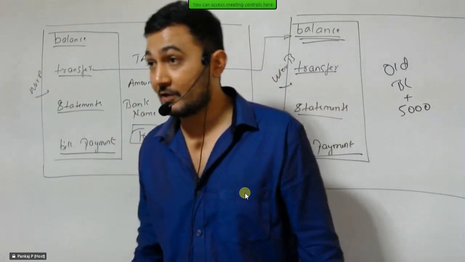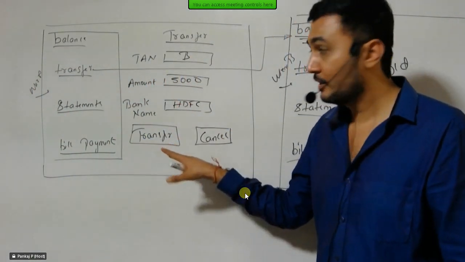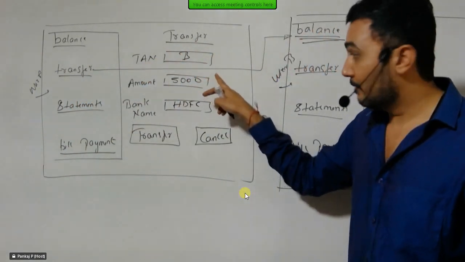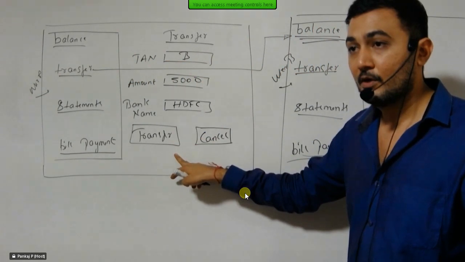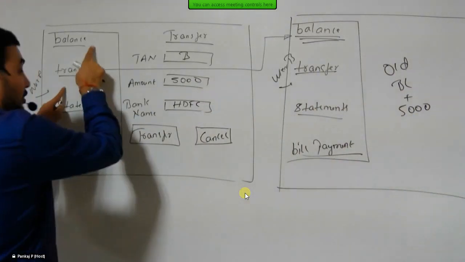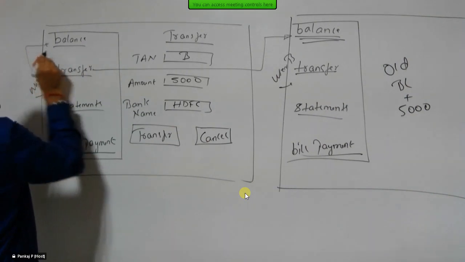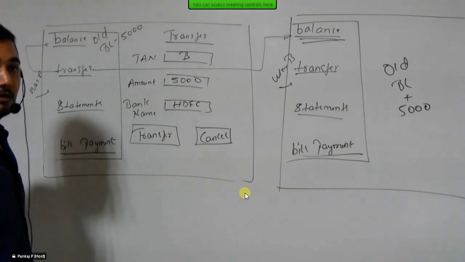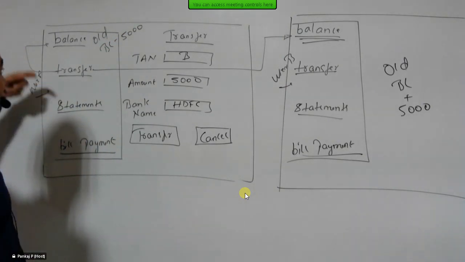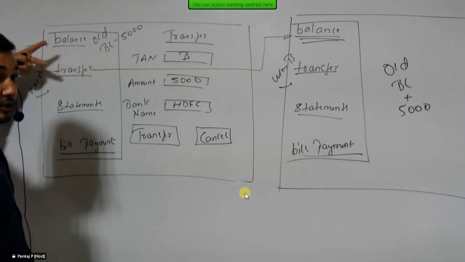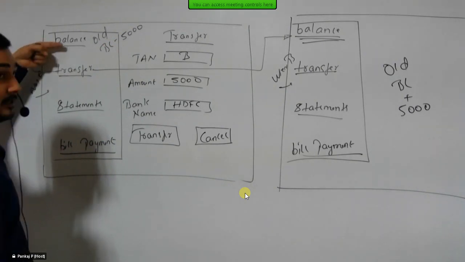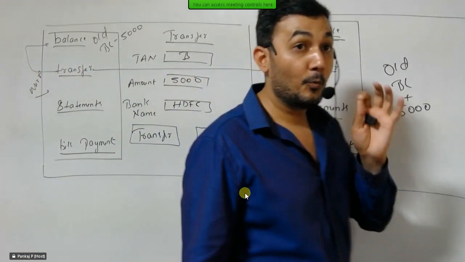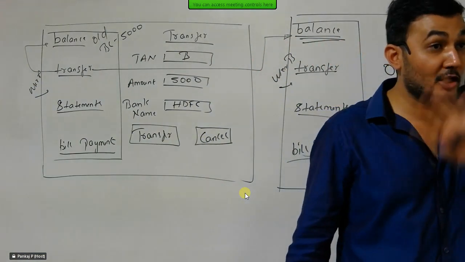Let's take one more example. Login as user A, click on transfer, enter the account number, amount, bank name, transfer. Now after you transfer, when I go to the balance link of the same user, it should be the old balance minus 5,000. Which means I'm checking whether the data flow is happening between two features or not. If that data flow is happening between two features, it means they are well integrated. Did you get the meaning of integration?